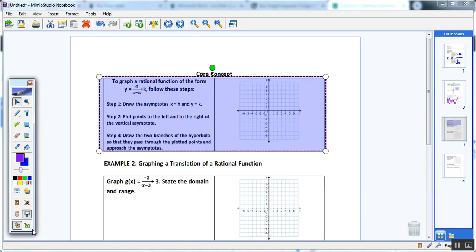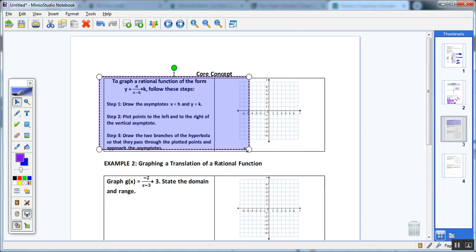Step 2, plot points to the left and to the right of the vertical asymptote. Step 3, draw the 2 branches of the hyperbola so that they pass through the plotted points and approach the asymptote. Let me give you an idea of what's going on here in the graph, okay? I'm going to change my highlighter to a different size so I can see my graph a little better. But it says, draw asymptotes where and where first.